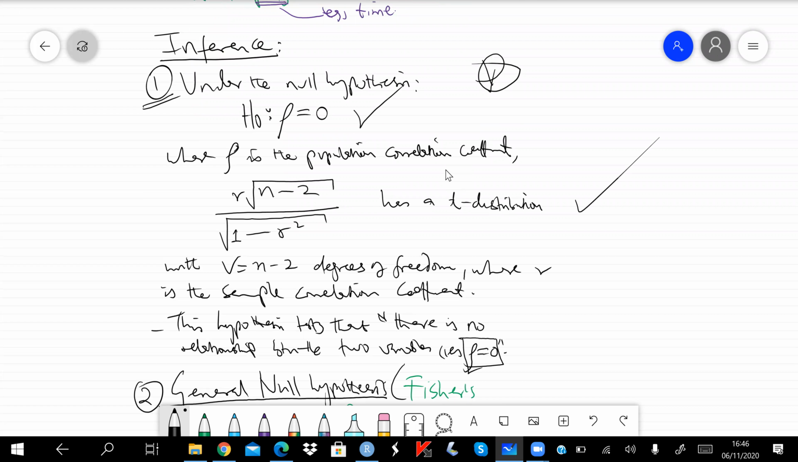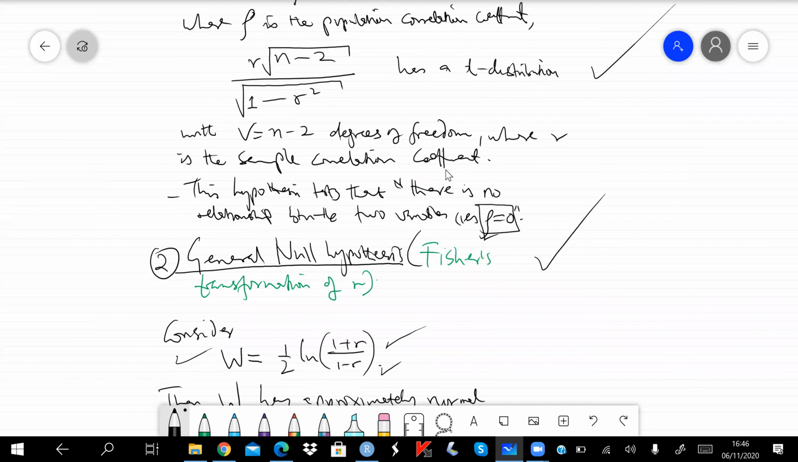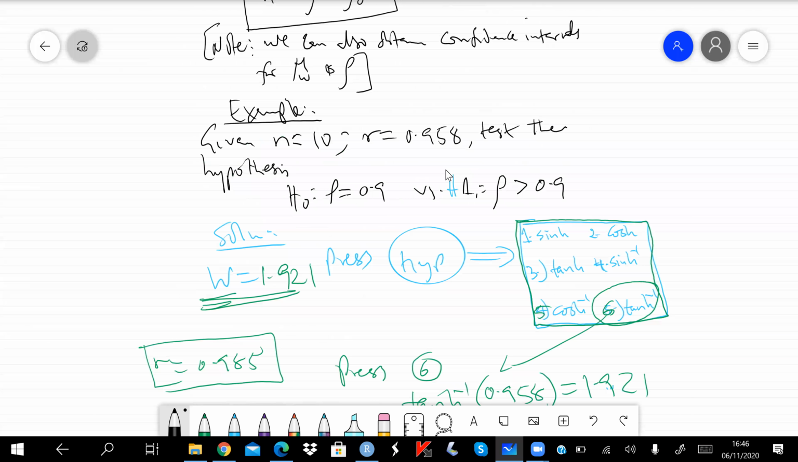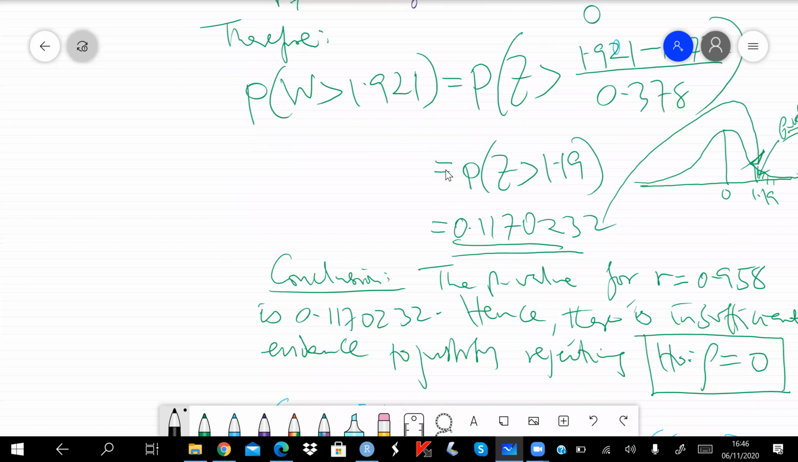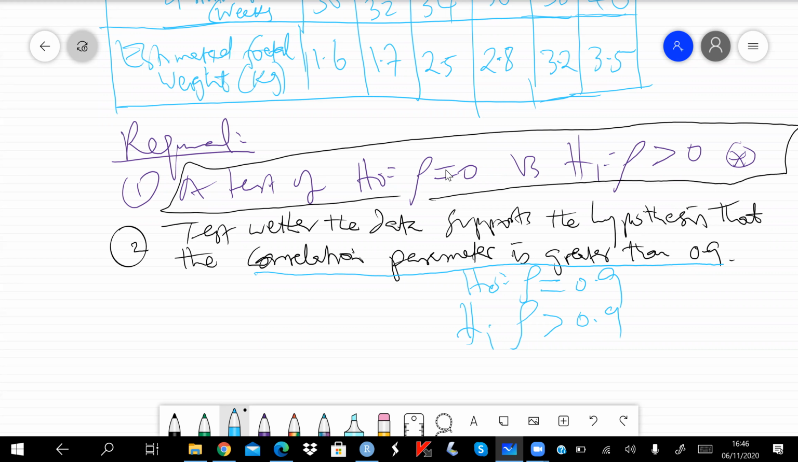So you can use this test statistic where you'll use a t statistic, then you make out your conclusion. Then you can also apply this method. Then the second part of the question, you are required to test whether the data supports the hypothesis that the correlation parameter is greater than 0.9. Remember, the correlation parameter is this guy. So that should be your H1. Then your H naught should be that your rho is 0.9.